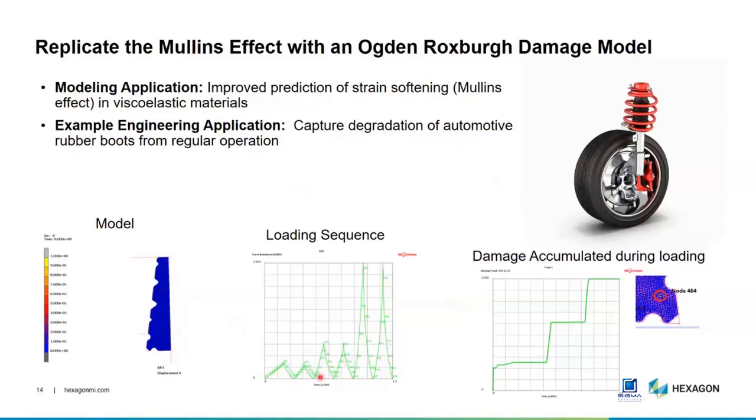So you can see that there are multiple cycles where you're loading and unloading the product. So you're applying a compressive force and probably releasing it. That can be an example. When you're subjecting it to cyclic load, you have damage accumulated during loading, and you can plot the damage results as a function of the cycles or time in this case. So you can replicate the damage effect using the Ogden-Roxburgh damage model within MSC Marc.